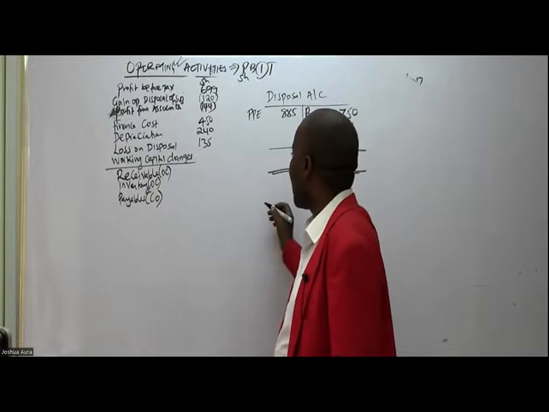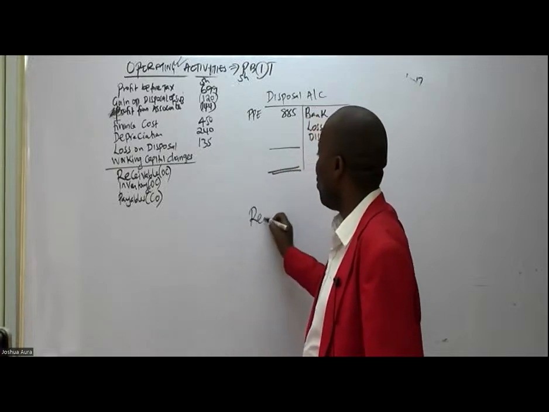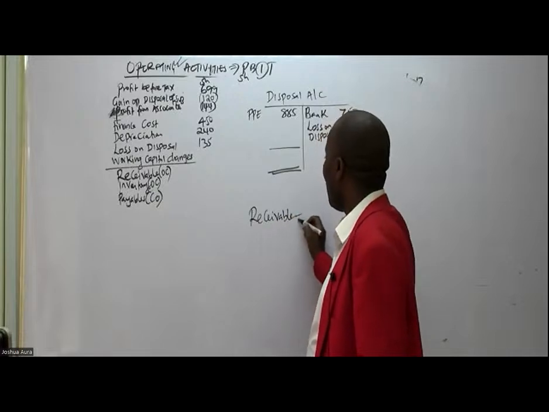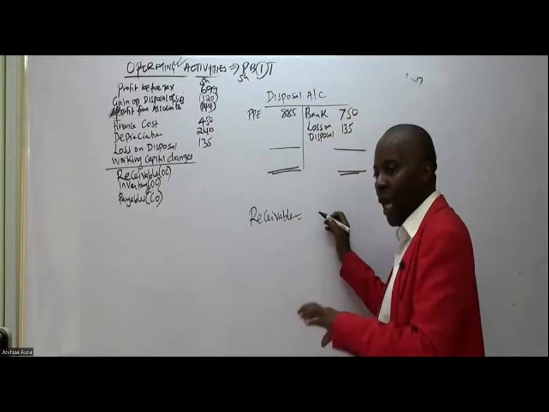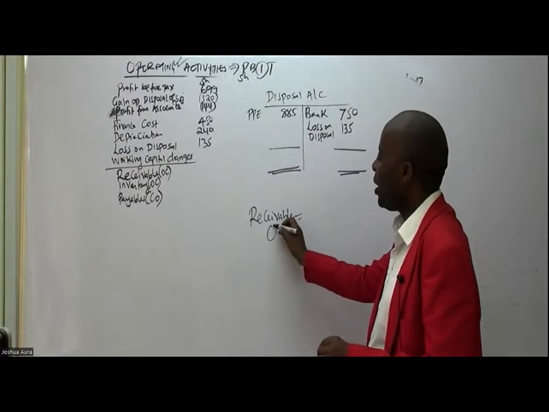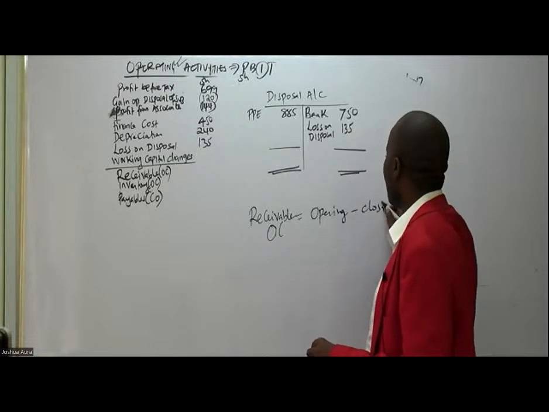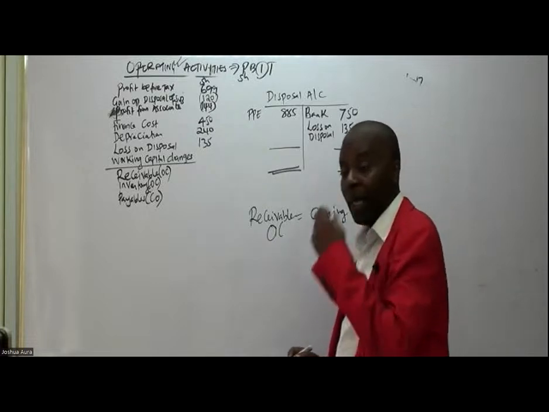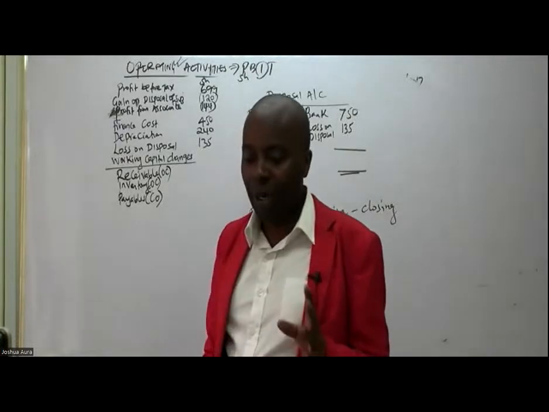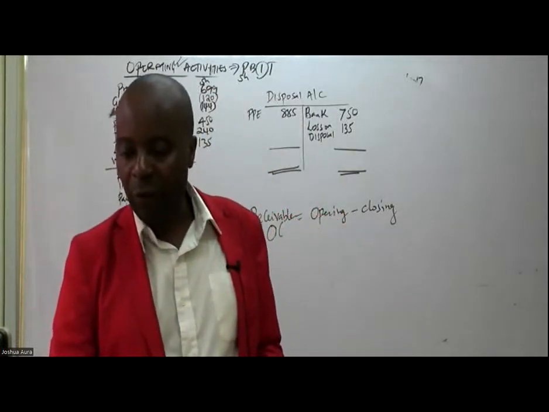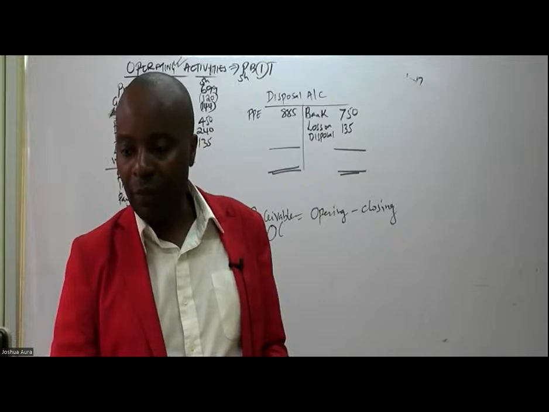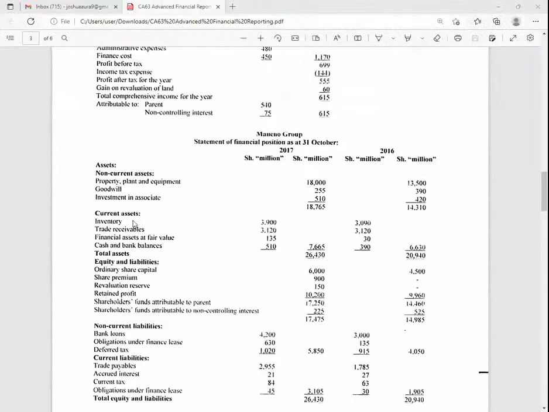For you to understand this, let's have a working for receivables. To get that change, it is OC. OC means we take opening minus closing. So please look for your receivables in the balance sheet. I can see the trade receivables. Opening is 3120. The other one is 3120 as well.